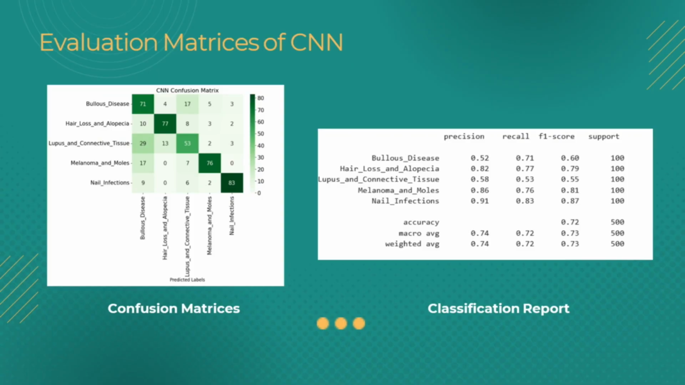The evaluation metrics of CNN. As you can see here, the confusion matrix of CNN, the diagonal with the dark color indicates that the images in the testing set were classified correctly, but the rest of these boxes are misclassifications. There are a few large numbers where it has been misclassified, and these are the class names. This is the classification report. As you can see, it achieved about 72% accuracy in classifying the classes.